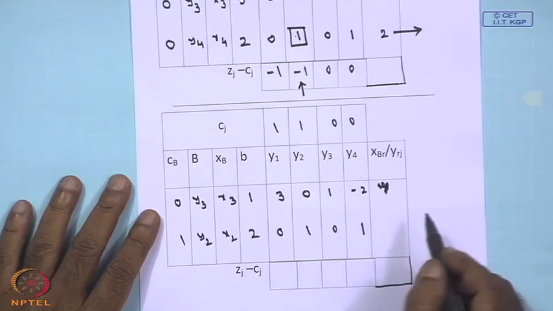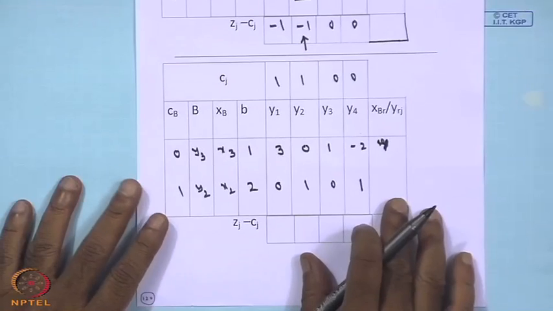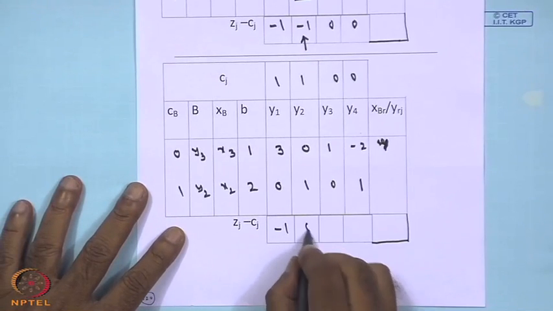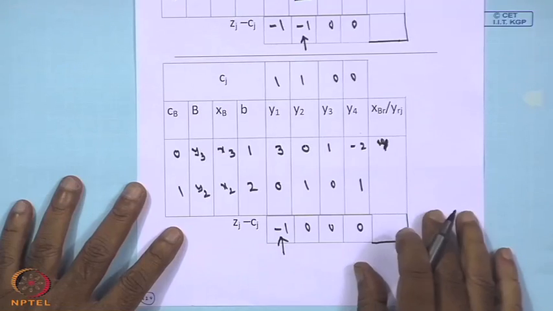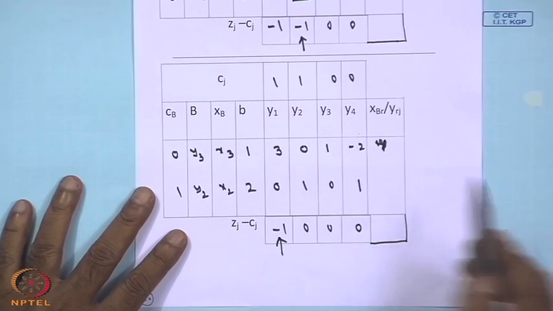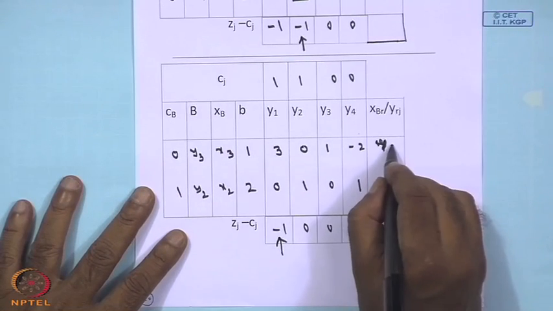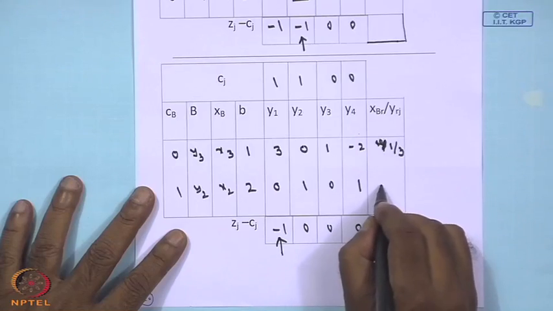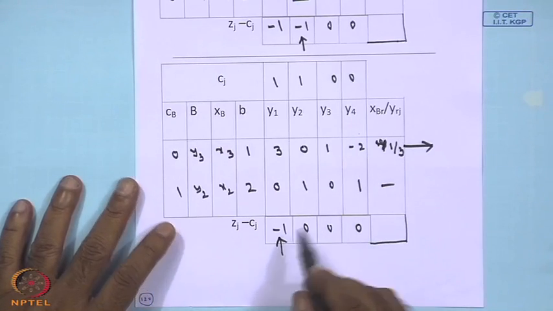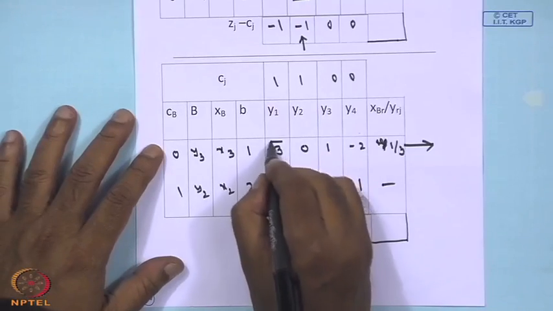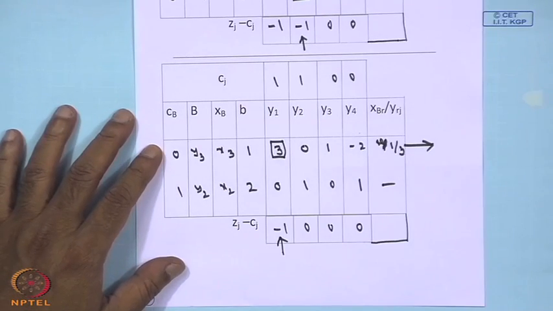So, therefore, now calculate your zj minus cj. Your zj minus cj will be minus 1, and all 3 will be 0. So, your y1 will enter for this one, this is 1 by 3 and this is infinite. So, your x3 will be out and x1 will come.